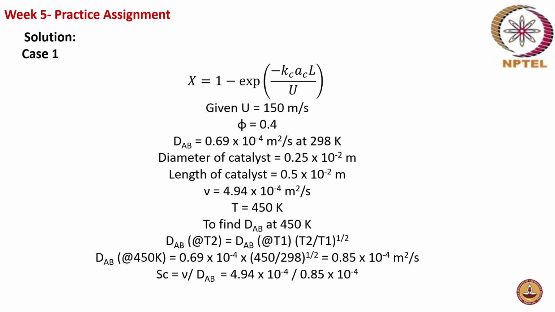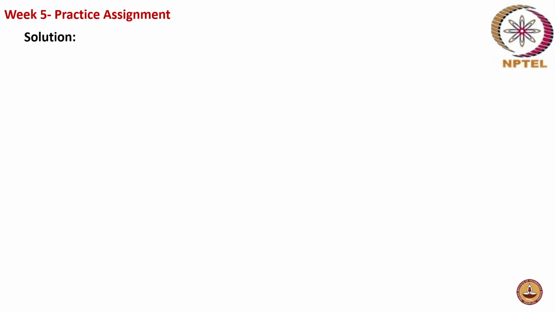Now further, with the available information, we can initially find out the Schmidt number. Schmidt number is nothing but the ratio of momentum diffusivity to mass diffusivity, or the ratio of kinematic viscosity to the diffusion coefficient DAB. So substituting the values of both, you will end up with Schmidt number equal to 5.8.